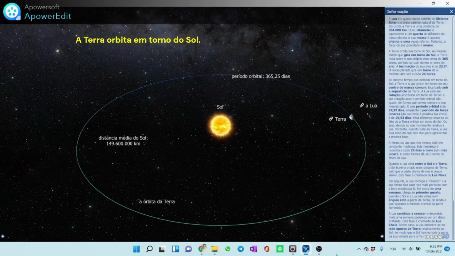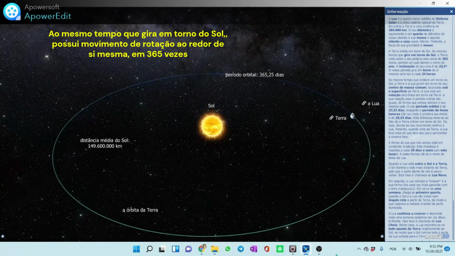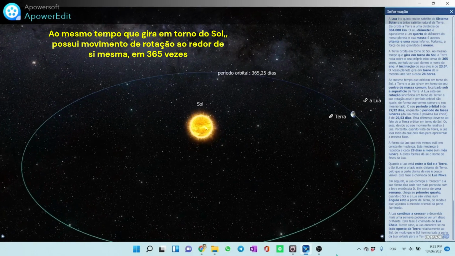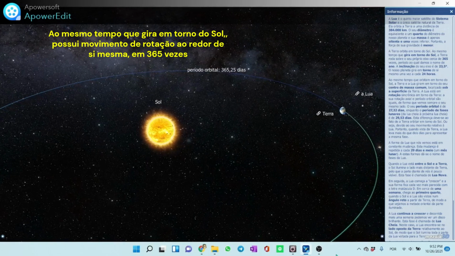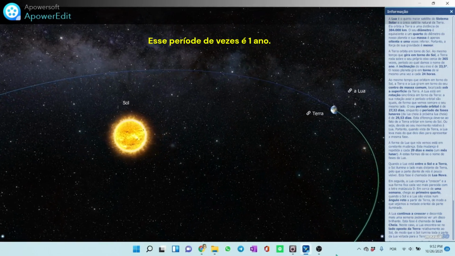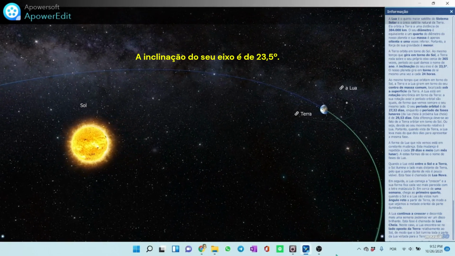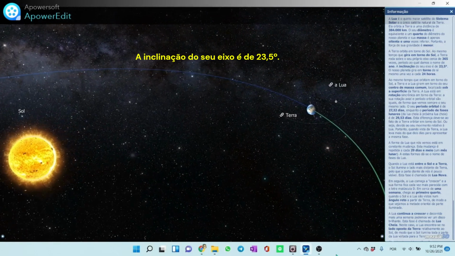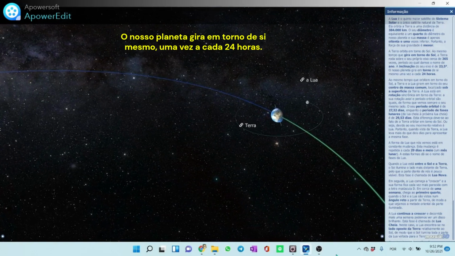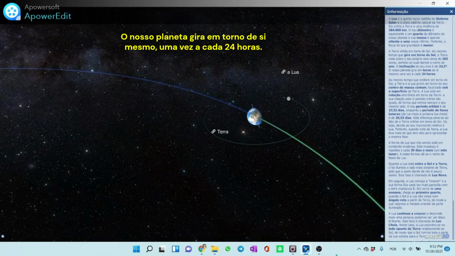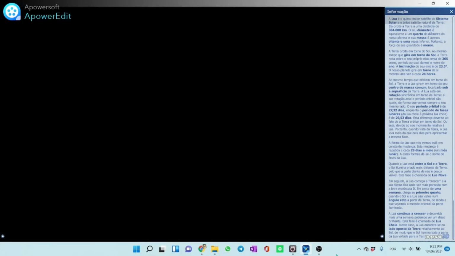The Earth orbits the Sun. While the Earth orbits around the Sun once, it rotates around its axis about 365 times. This time period is 1 year. The tilt of the Earth's axis is 23.5 degrees. Our planet rotates, relative to the Sun, once every 24 hours.